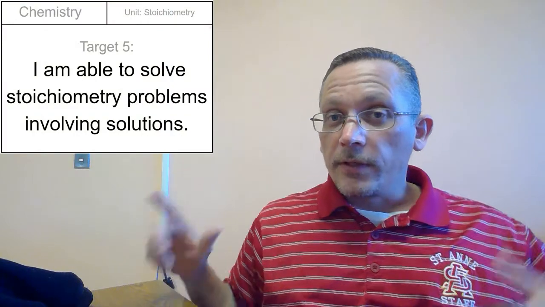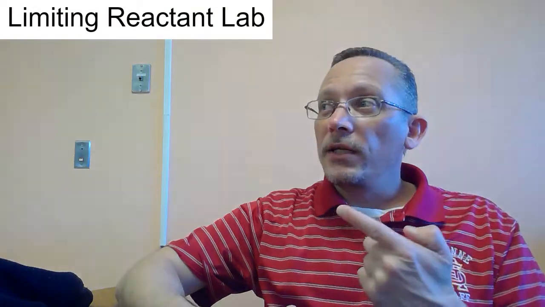Hey guys, so as we work on being able to solve stoichiometry problems that involve solutions, I have a lab for us that involves measuring out the mass of two reactants, and then we're going to predict which one is the limiting reactant and how much of the excess is left over. And then we'll actually conduct a reaction between those two, measure how much of the products we get. We'll do a little stoichiometry, and we'll see if what we predicted for the amount of excess left over was actually correct. So I call this one the limiting reactants lab. So let's go ahead and take a look at some of this.